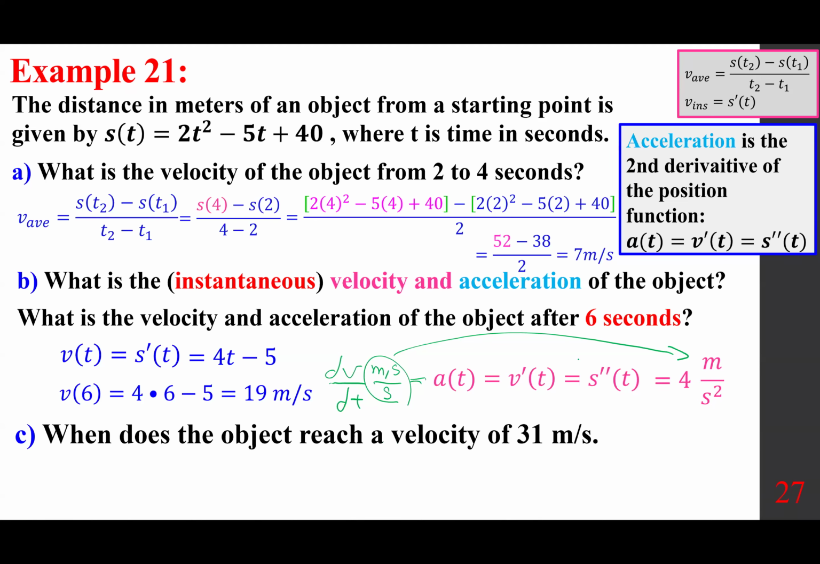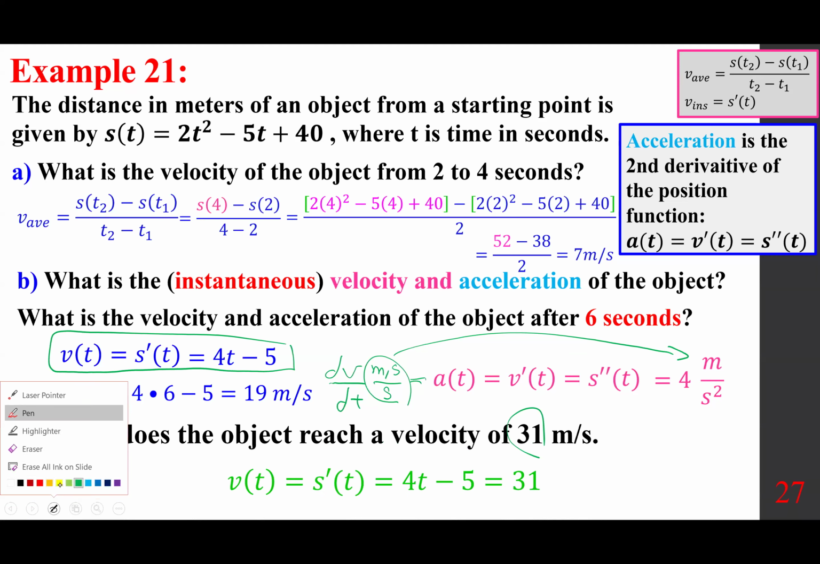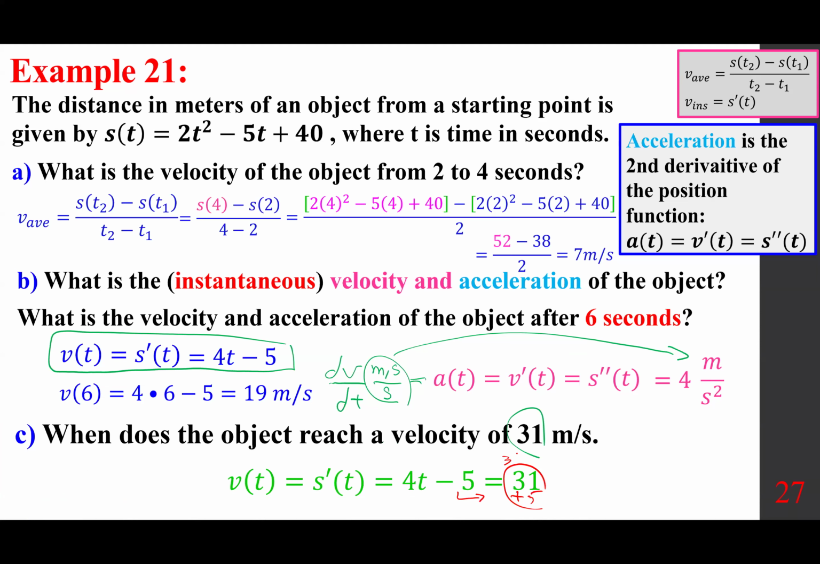When does the object reach the velocity of 31 meters per second? Set it equal to 31. Move the negative 5, make it positive. 36 divided by 4 gives you 9 seconds.